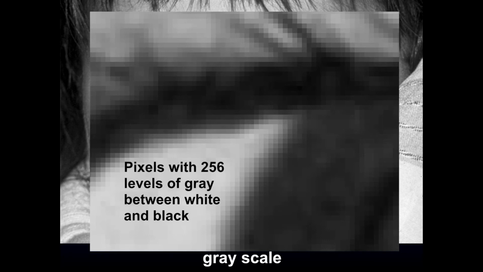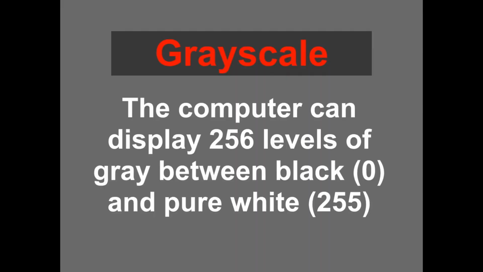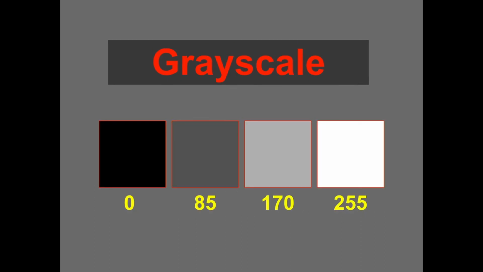Grayscale images are composed of pixels with 256 levels of gray between white and black. Again, the computer can generate 256 levels of gray between black and pure white. Black is 0, of course, pure white is 255. Here's an example, a 0, an 85, a 120, and a 255 gray.